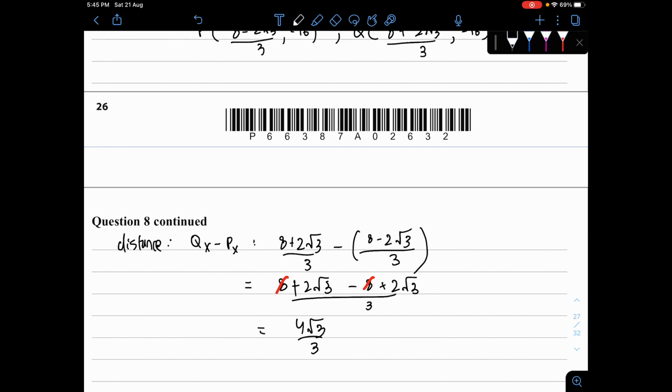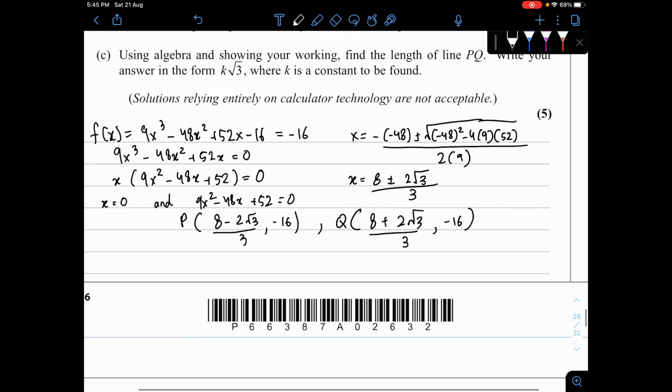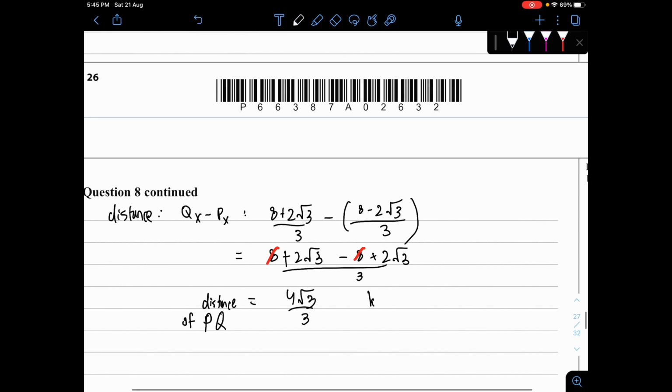So that's our distance PQ. They want k root 3, where k is the constant to be found. So k is 4 over 3. So this is our final answer, 4 root 3 over 3, and k is 4 over 3.